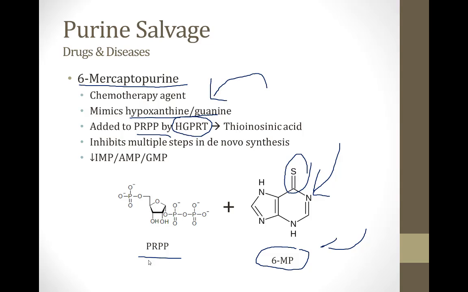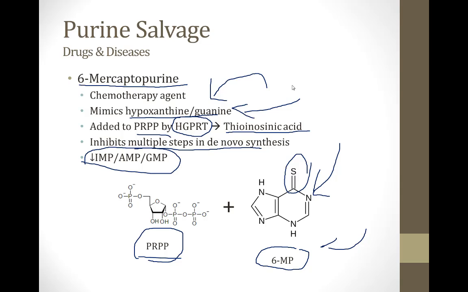Once it does this and combines the 6MP with PRPP, it will create a substance called thioinosinic acid. And you can basically think of thioinosinic acid as a mutant nucleotide. It's got the structure of a nucleotide, but it doesn't serve any function inside the cell. So it will get incorporated into multiple steps of purine and DNA synthesis, and as a result, you will have decreased levels of IMP, AMP, and GMP, all because the 6-mercaptopurine mimicked the structure of guanine and hypoxanthine.